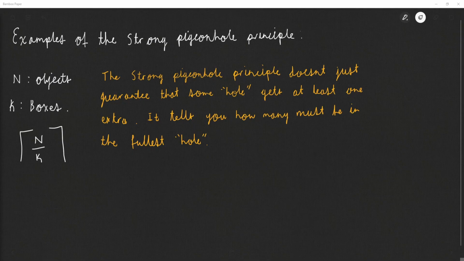So you may already know the basic pigeonhole principle, where if you put more pigeons than pigeonholes, at least one hole gets more than one pigeon. But the Strong Pigeonhole Principle goes further. It doesn't just guarantee that some hole gets at least one extra, it tells you exactly how many must be in the fullest hole. If n objects are placed into k boxes, or you have n pigeons placed into k pigeonholes, and you take the upper value of it, so this is always going to be rounding up, and it's known as the ceiling, then at least one box contains at least the ceiling of n over k objects.